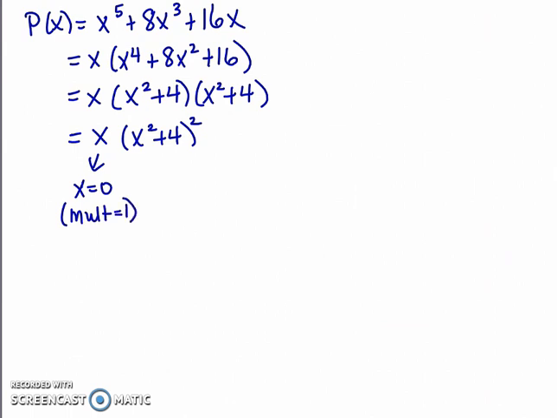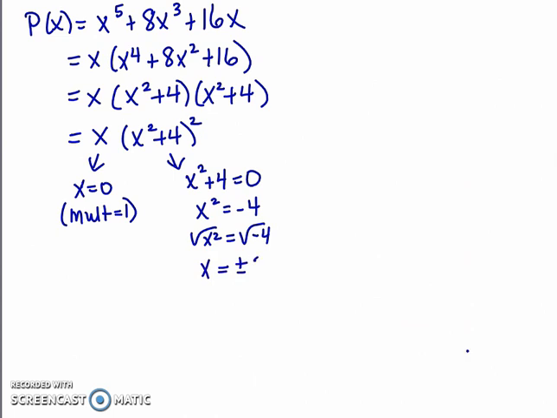The x squared minus 4 equals 0 occurs twice. When I set this equal to 0, x squared plus 4. When I set that equal to 0, I'm going to subtract 4. So I'm going to get x squared equals negative 4. And then when I square root both sides, I get x equals plus or minus square root of 4 is 2 and square root of negative 1 is i. So I get x equals plus or minus 2i.